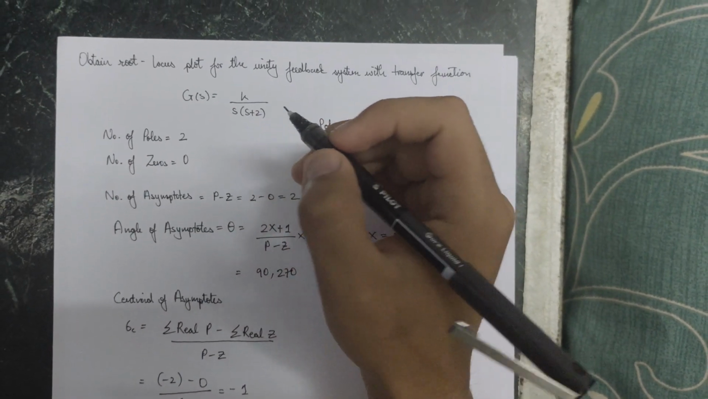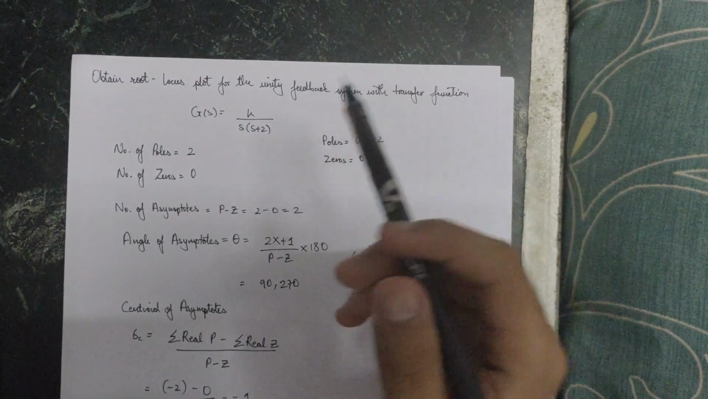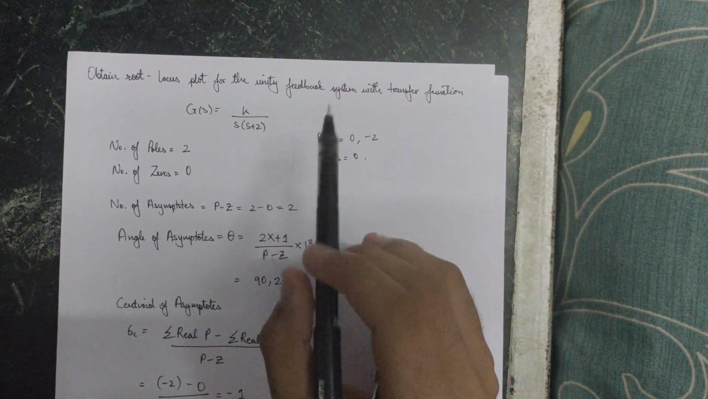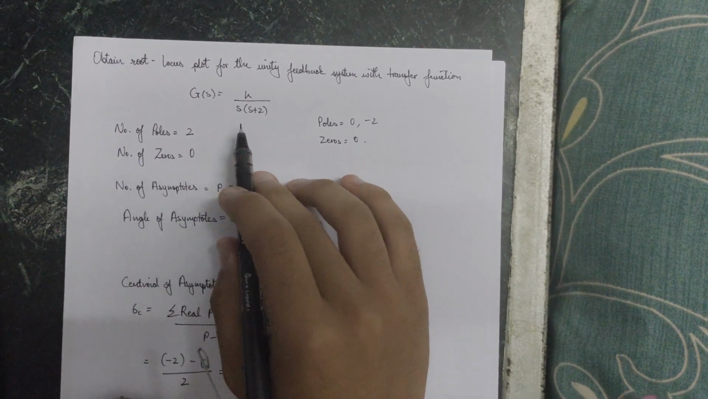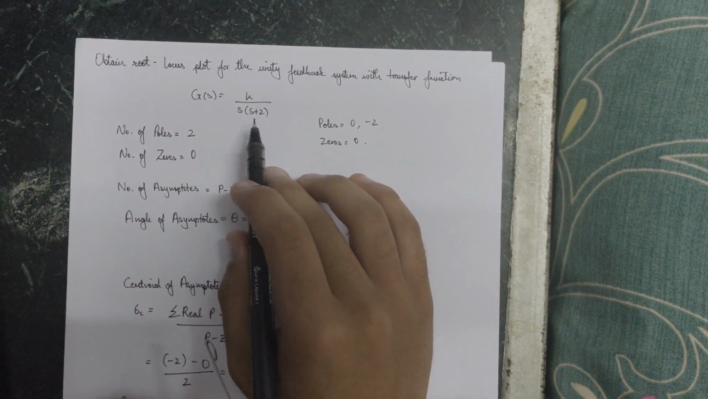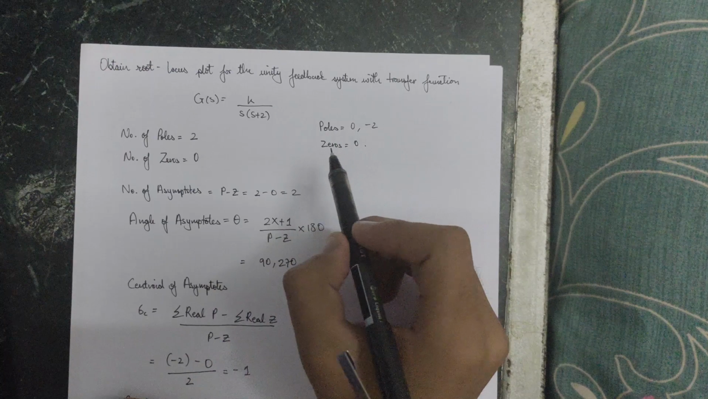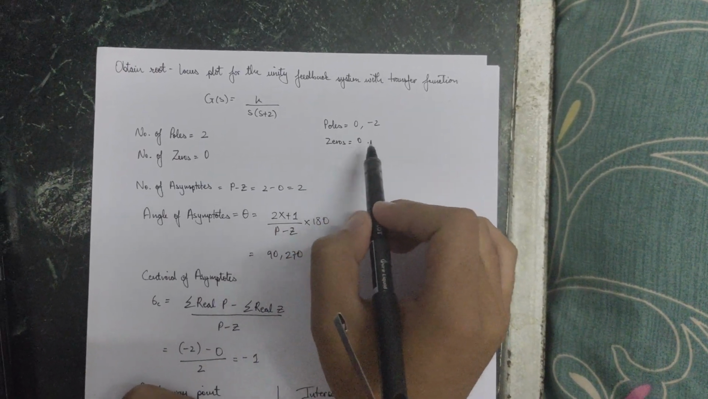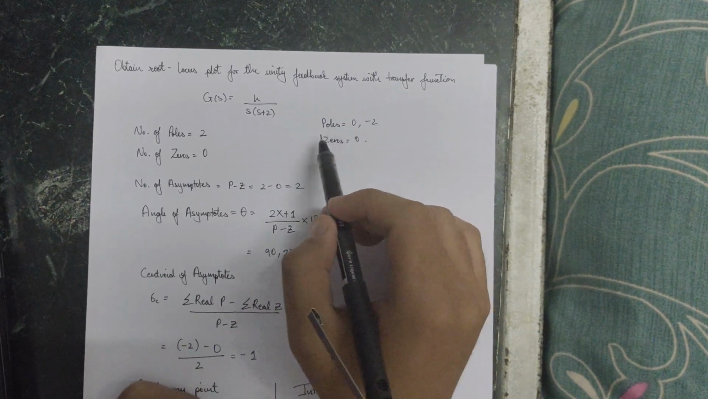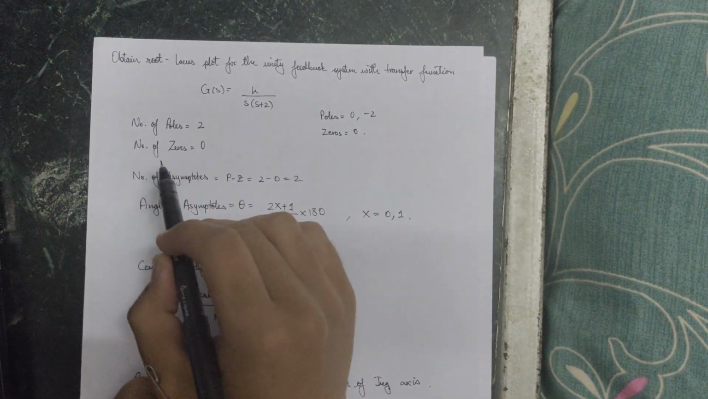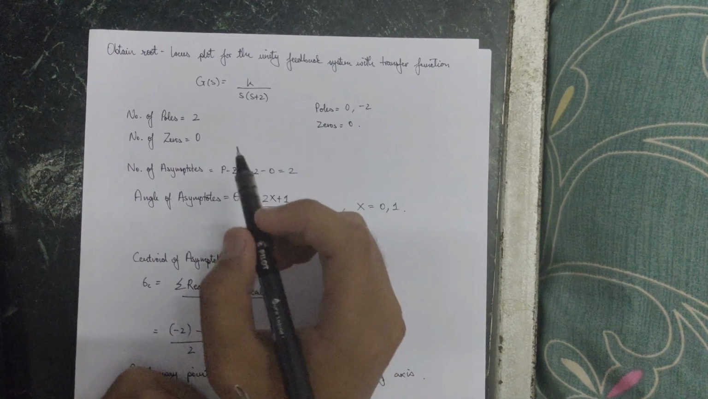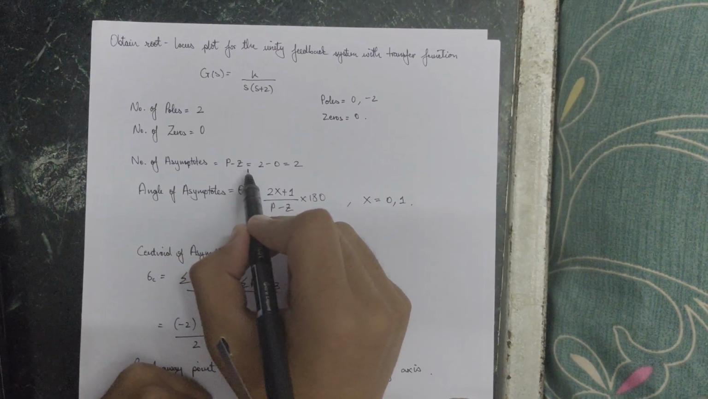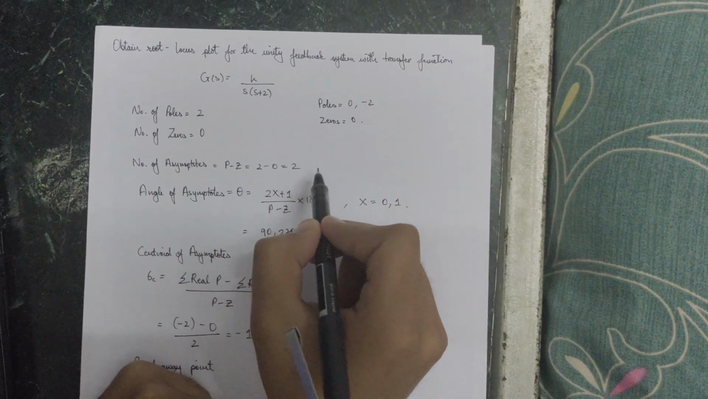With this, we are going to solve an example. The question states: obtain the root locus plot for the unity feedback system with transfer function G of s equals K by s times s plus 2. Now for the poles we have 0 and minus 2, and for the zeros we have none. So we have two poles and 0 zeros. To calculate the number of asymptotes, it's P minus Z, which is 2 minus 0 equals 2.